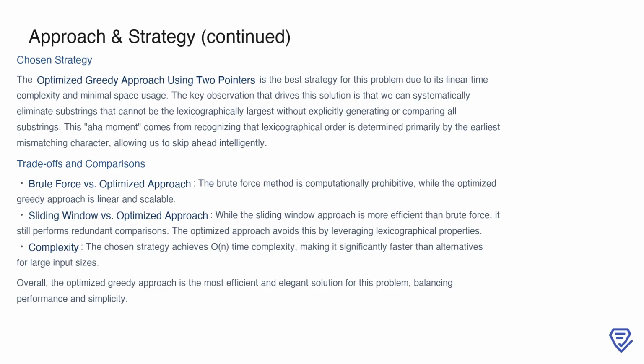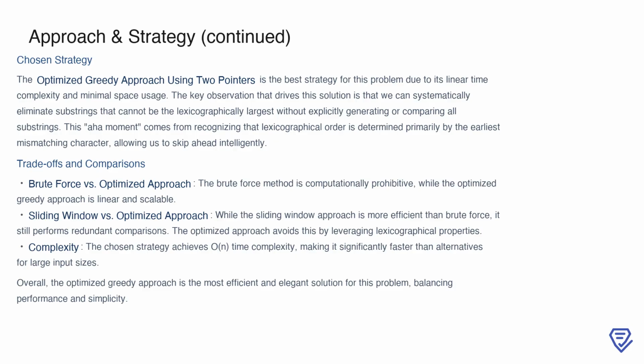Its linear time complexity and minimal space requirements make it ideal for large input sizes. The key insight here is recognizing that we don't need to generate or compare all substrings explicitly. By focusing on the earliest mismatching characters, we can systematically eliminate substrings that cannot be the lexicographically largest. This observation allows us to skip ahead intelligently, avoiding redundant work.